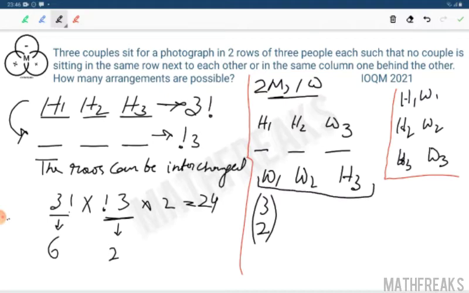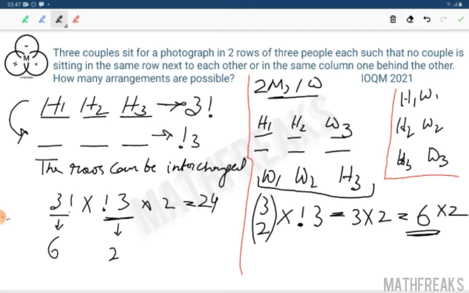Interestingly, all are distinct. So there again comes the derangement subfactorial of 3. This is 3 into 2, 6. Now the rows can be interchanged into 2, 12. So maximum 36 we are getting.